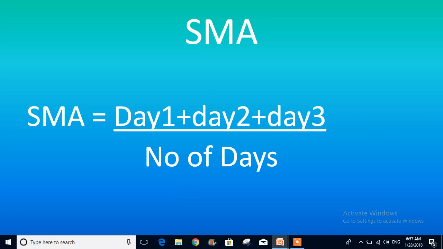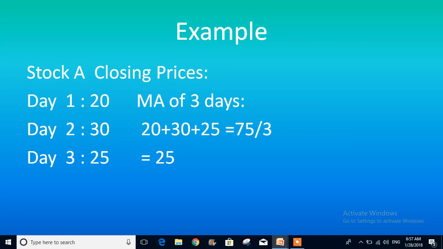So let's take an example. Suppose we are going to calculate the 10-day moving average of a stock. What we will do is take the closing price of day 1, day 2, day 3, day 4 till day 10 and divide by the number of days, 10. Once you are done with that calculation, you will get the simple moving average of a stock for the last 10 days, and similarly for 20 days, 30 days and so on.